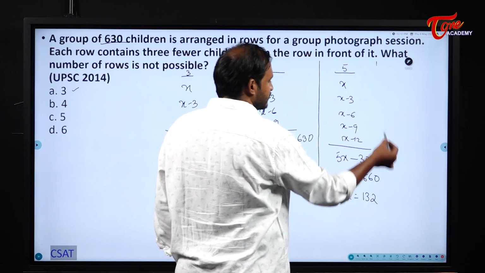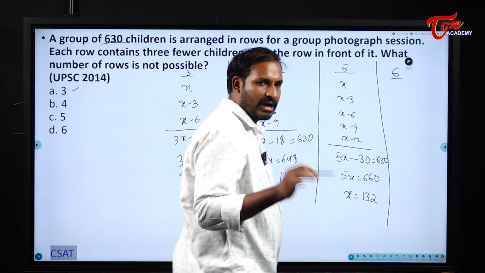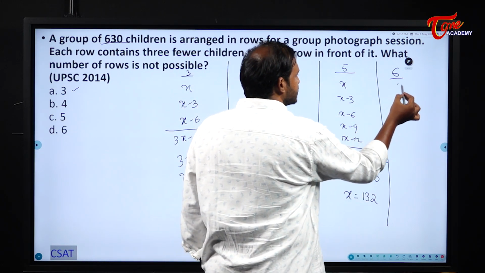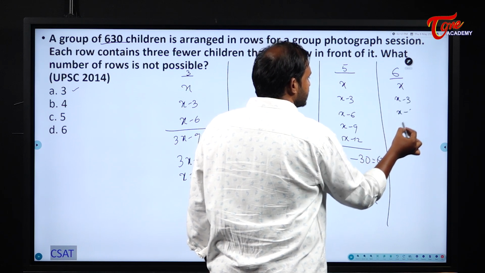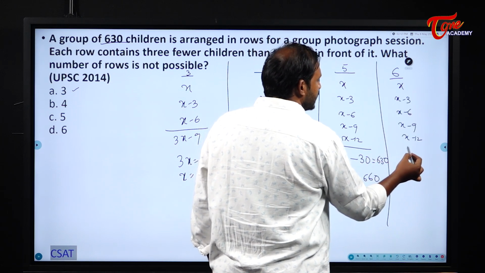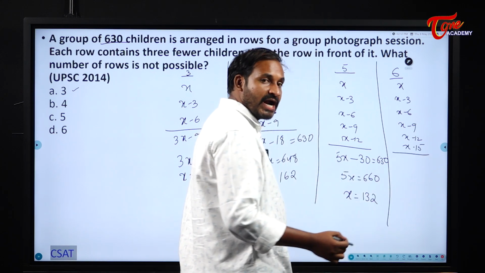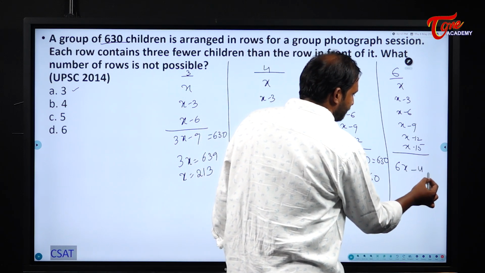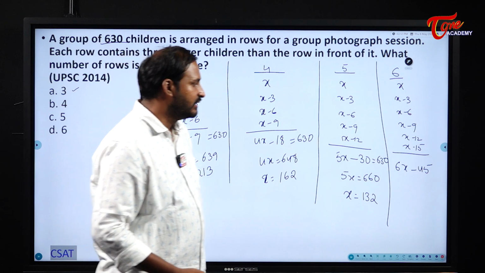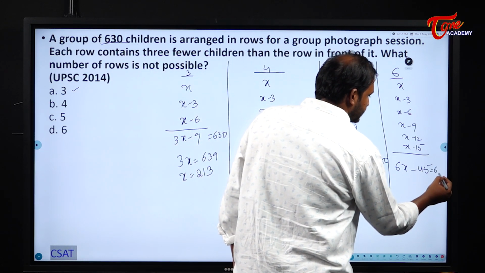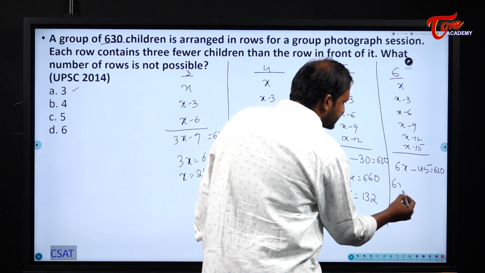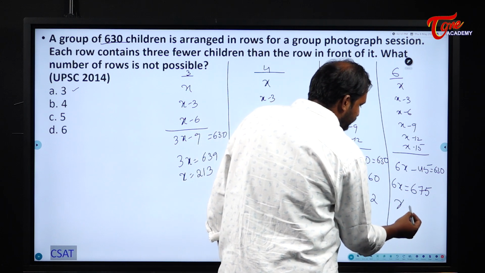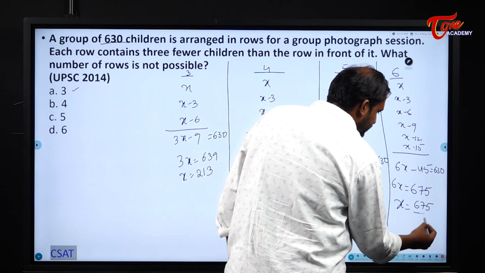Now, the last one we will check. What is it? The 6th. Obviously, the 6th will become the answer, but we will check why it is not possible for us. Okay, so what it becomes? x, x minus 3, x minus 6, x minus 9, x minus 12 and x minus 15. Now, add all these things, what will you get here? 6x minus 45. This should be equal to 630. Now, 6x is equal to 675. Now, if you want to solve for x, what will you get? 675 by 6.